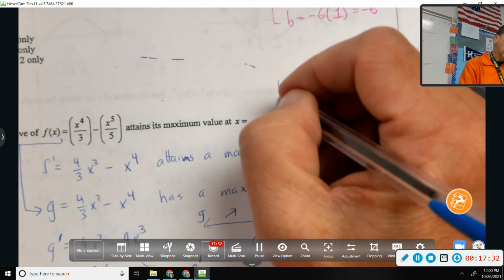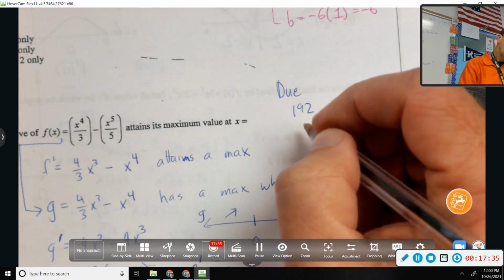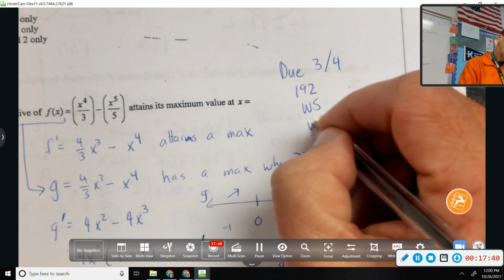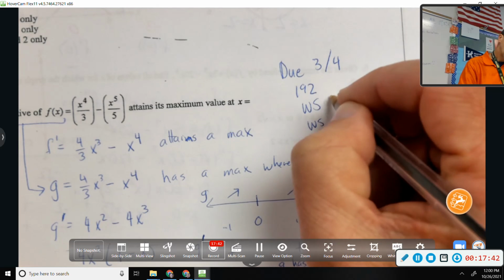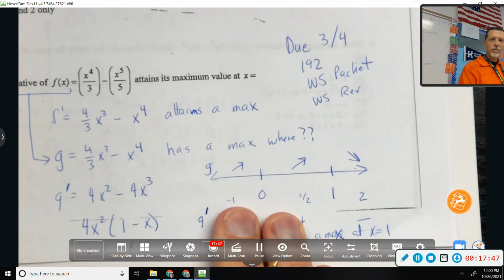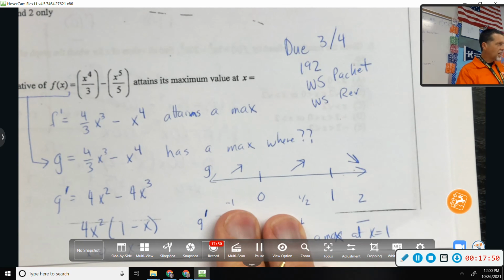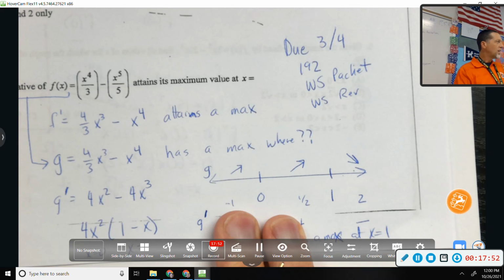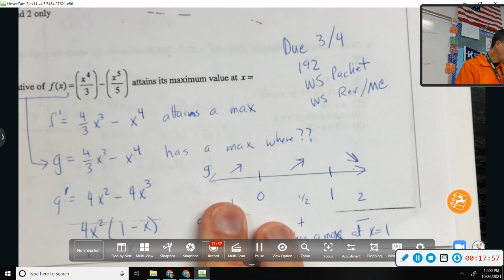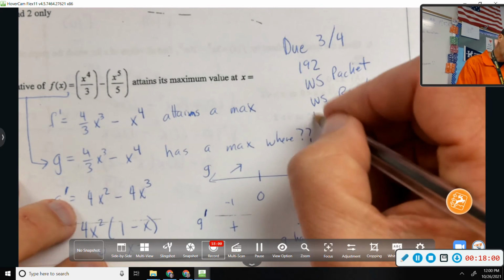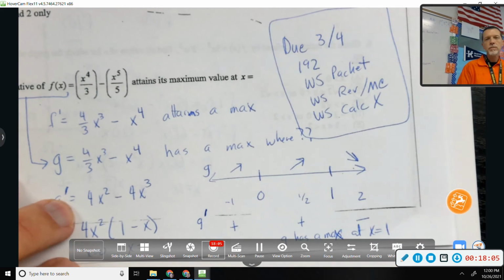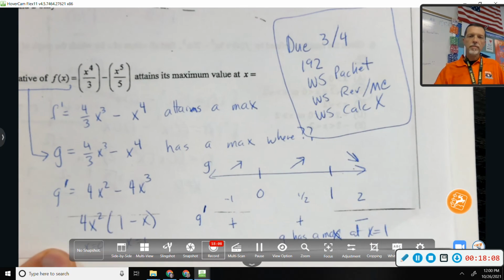You have 4 things. Do 3 of the 4. And what was the other one? There was a 192, a packet, the review. There was one other thing. The CalCex thing, yeah. That's good for me.